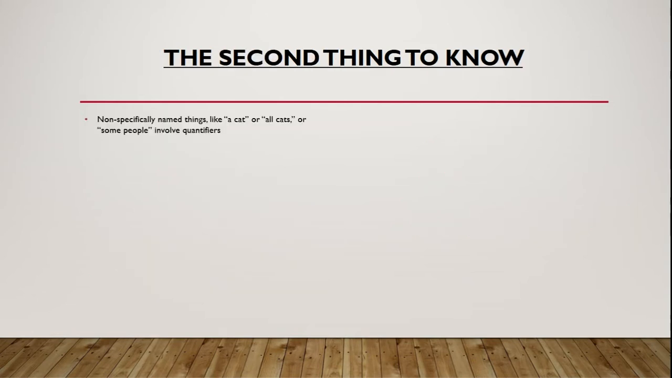The second thing we need to know is that non-specifically named things like a cat or all cats or some people involve quantifiers. The difference between a specifically named thing and a non-specifically named thing: I would say Garfield the cat is a specifically named cat. But then if I say a cat or all cats, I haven't specifically named any particular cat. So I'm not saying Garfield. Or if I said Snoopy, that's a specifically named dog. But if I said a dog, a hound dog, they're still not a specifically named thing.